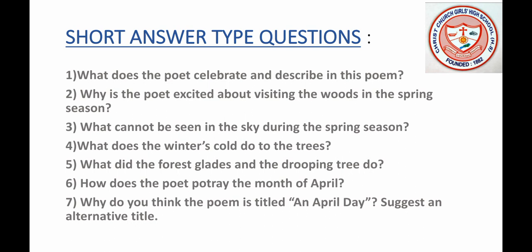Question number 5. What did the forest glades and the drooping tree do? So the probable answer could be that the forest glades were teeming with bright forms, which means they were present in large numbers and were very bright. The drooping tree started to perk up, which means it started to regain energy, though stricken to the heart with winter's cold. All right. Next question.